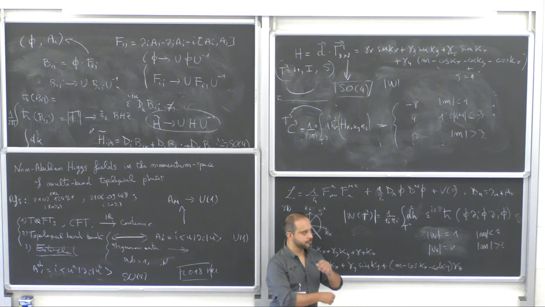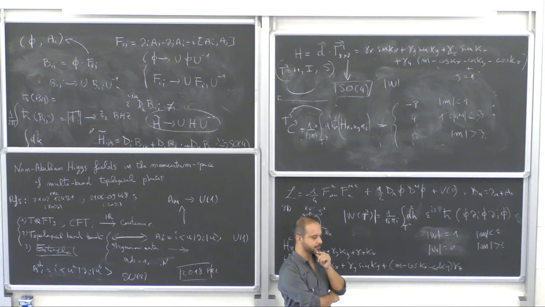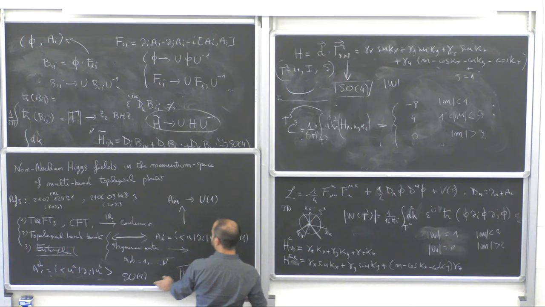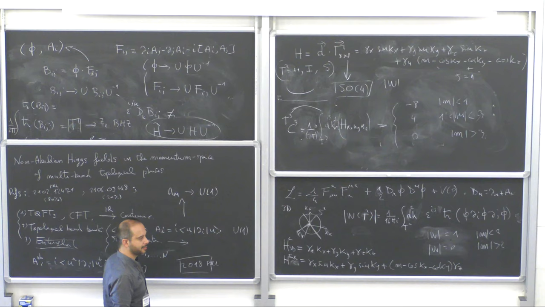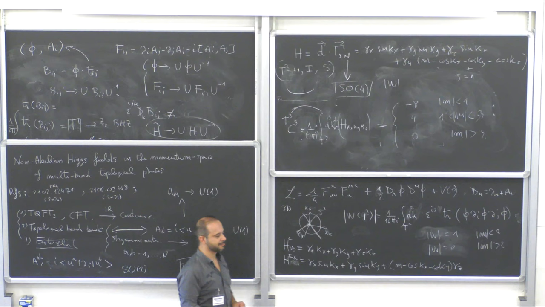Another question is about this tensor gauge field and the field strength H_ijk. I think a two-form is usually associated to a loop-like or a string-like object. So what is a fundamental object which is charged under this B?